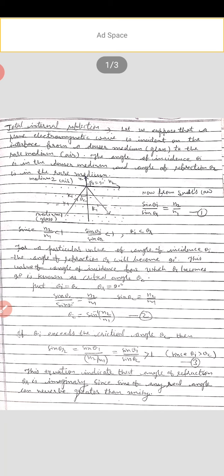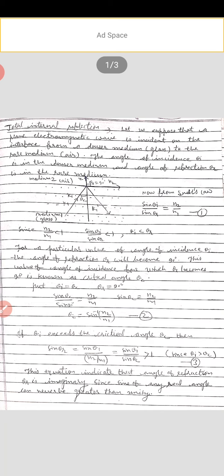Now, for a particular value of the angle of incidence theta I, the angle of refraction theta R will become 90 degrees. This value of the angle of incidence, for which theta R becomes 90 degrees, is known as the critical angle theta C.